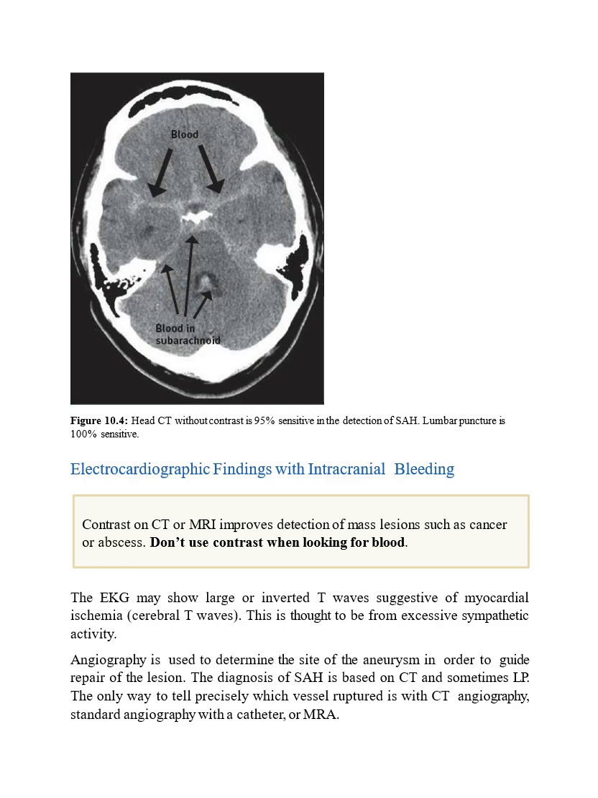sympathetic activity. Angiography is used to determine the site of the aneurysm in order to guide repair of the lesion. The diagnosis of subarachnoid hemorrhage is based on CT and sometimes LP. The only way we can tell precisely what vessel ruptured is a CT angio. So every patient who has a subarachnoid hemorrhage gets a CT angio, a standard angiogram with a catheter, or MRA.